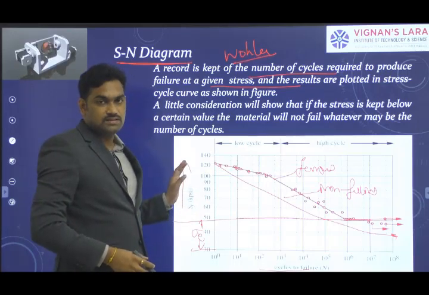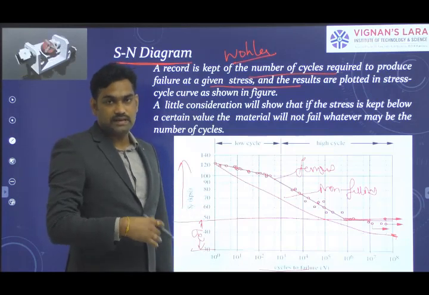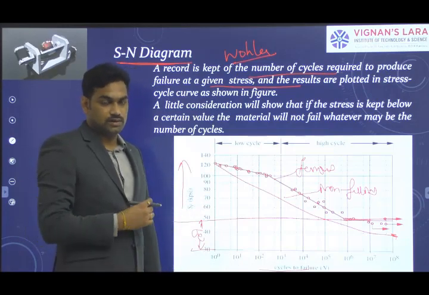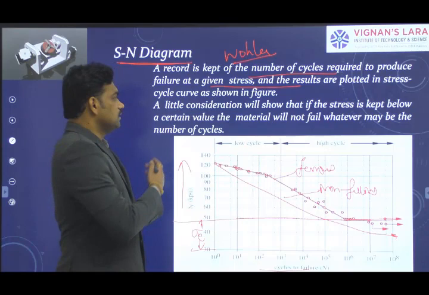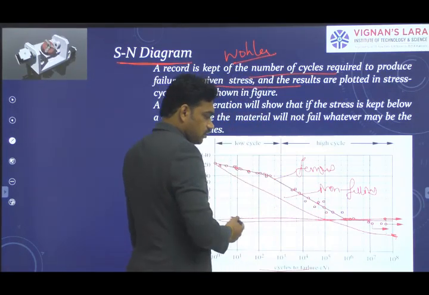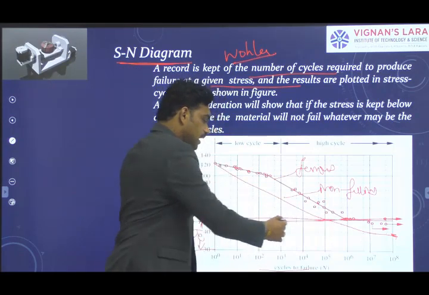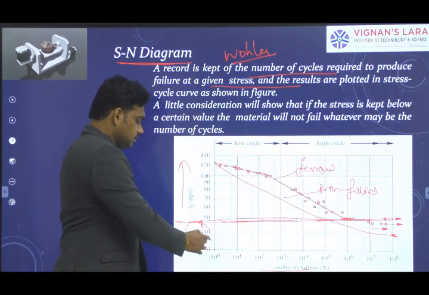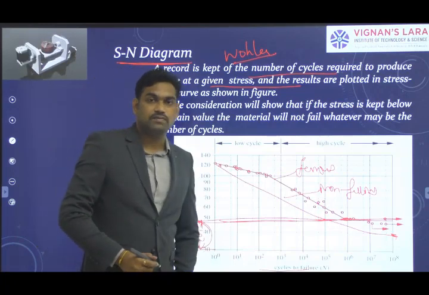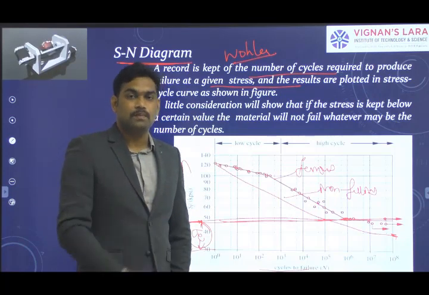S is the stress amplitude represented on the y-axis, and N is the number of cycles it is going to withstand for that particular failure point. That is what we can observe here. At 10 power 6 cycles, we call it an infinite number of cycles. Where we can observe the value, that can be represented with sigma e. That is the value of the endurance limit or endurance strength of that particular material.